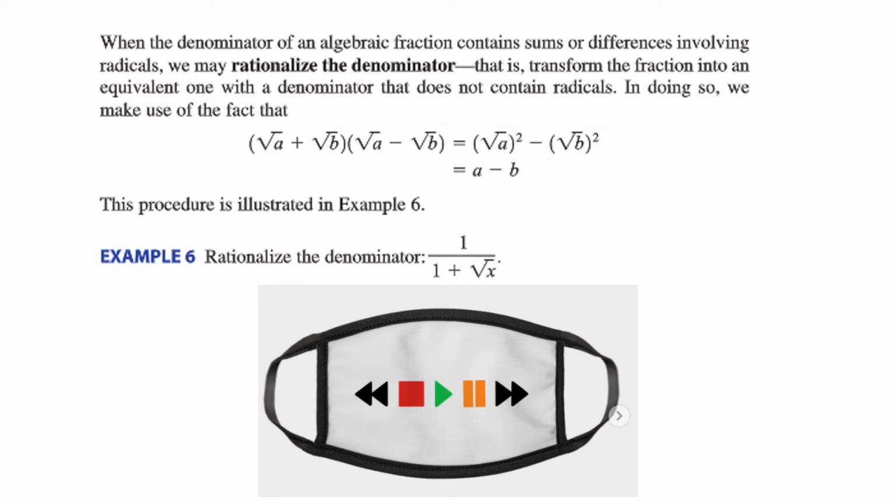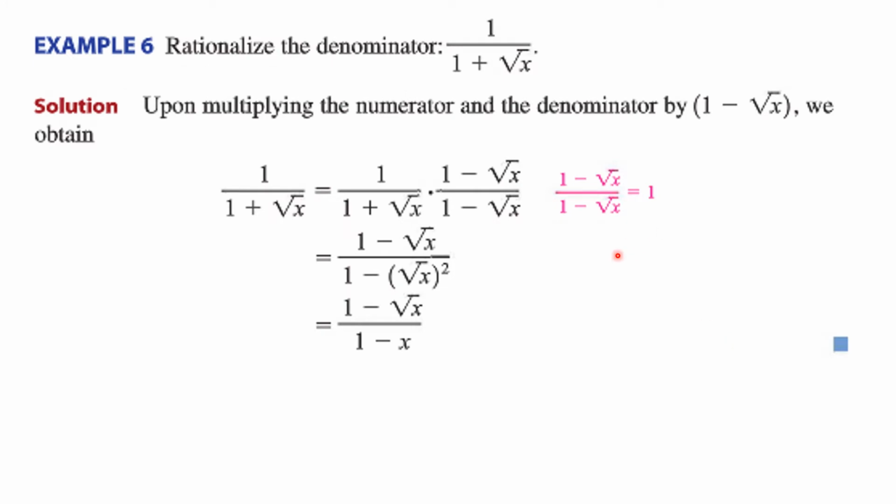When I left you last time, you were to rationalize this denominator. I'll give you a little bit more time in case you didn't finish. You know what to do. Let's see how you did. Well, we're going to multiply top and bottom by 1 minus the square root of x over 1 minus the square root of x, which is of course equal to 1, and I will simplify and get this as my final answer.